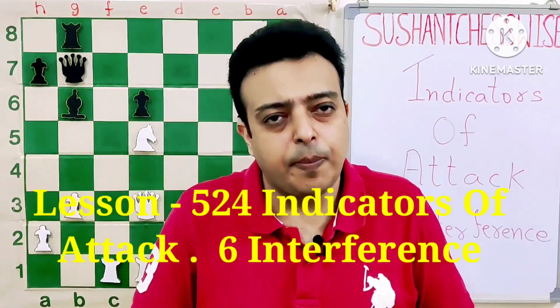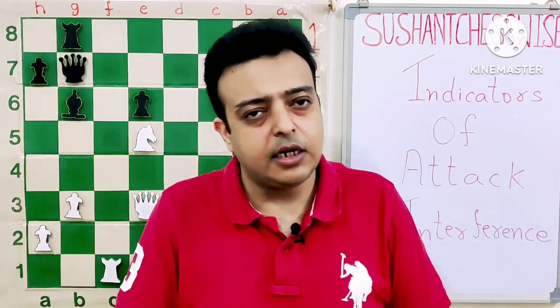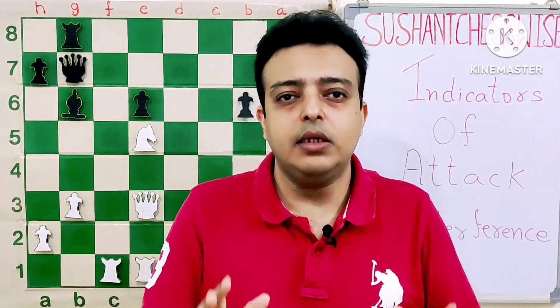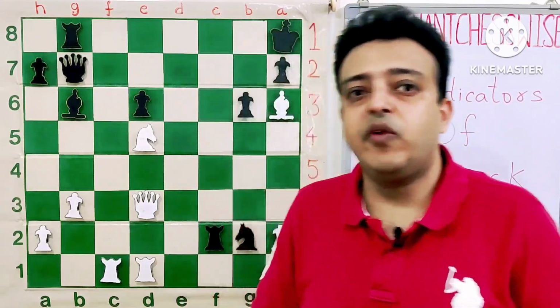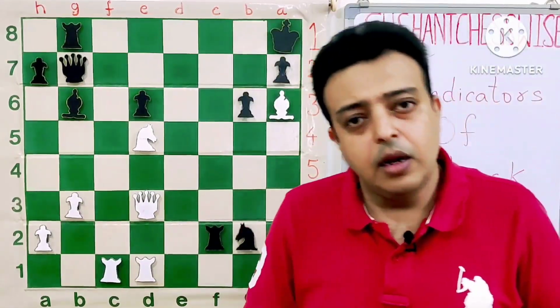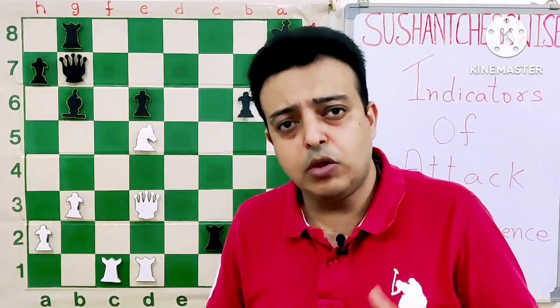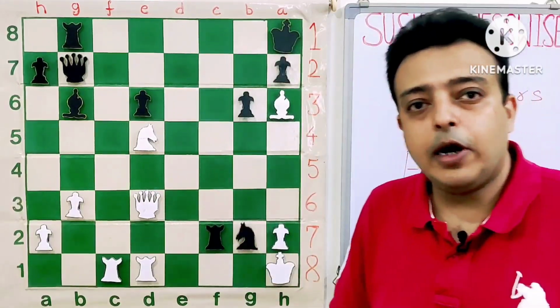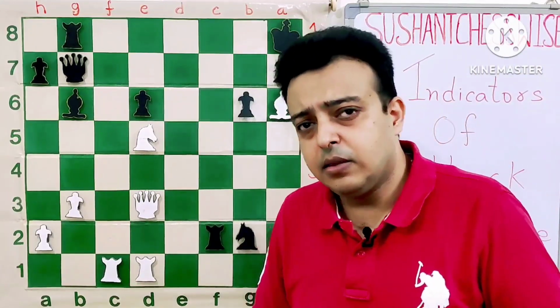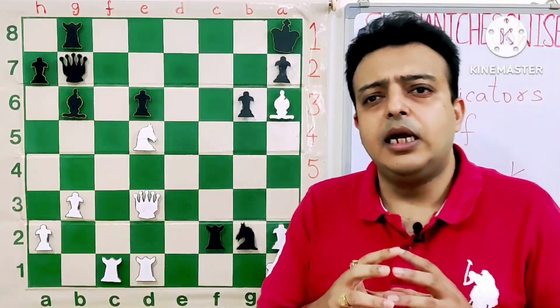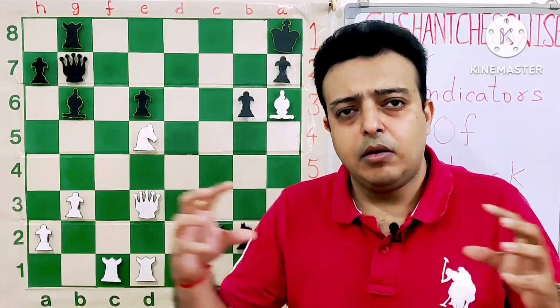Today we are at the next topic, and it is again the indicators of attack. We are going to look at the sixth indicator, that is interference. Last time we covered the concept of barrier, and after barrier we are moving on to the next more tactical point, that is interference. Interference, as the term implies, is blocking any 2 points.